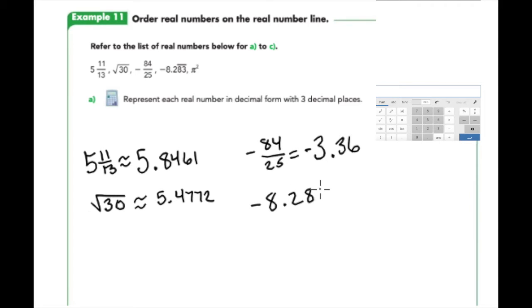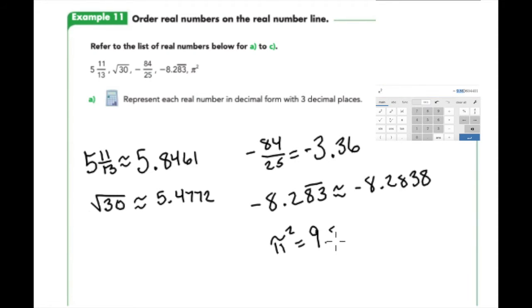Our next number is a negative 8 and 283 thousandths with the 83 repeating. So the next digit after that 3 is going to be an 8, so we'll write that down to the 4th to help us round. And our last one is pi squared. I'm going to come to the calculator and use our pi symbol, and then I'll raise it to the 2nd power. In pi squared, we're going to use 9.8696. We'll copy down.